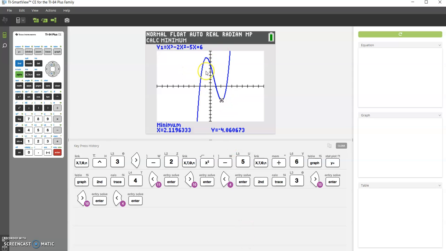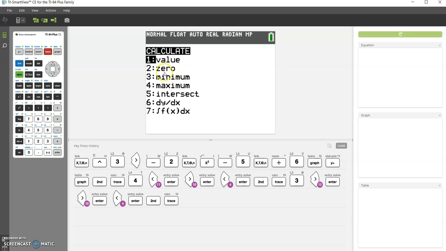So hopefully that helps you with finding your maxes and mins. That will be a technique that we'll be using extensively throughout this course of finding maxes and mins. So that second trace menu here is going to be really important for us.